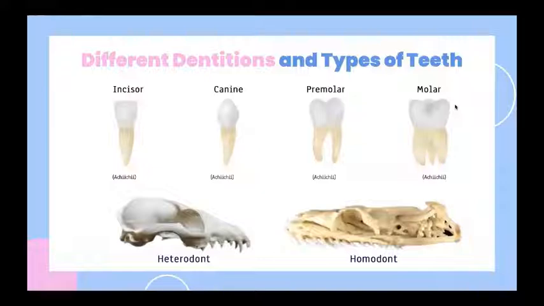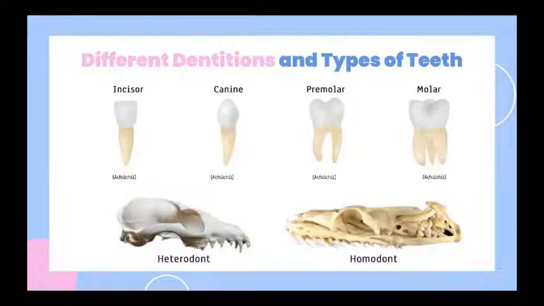Hi everyone. I will be talking about the different dentitions and types of teeth. So to start off with the dentitions, we have heterodont and homodont. Heterodont just means that it possesses more than a single tooth morphology, which we see in our mammals. And homodont means the animal only has one type of teeth all throughout its mouth, which is mostly found in our reptiles, amphibians, and fish.